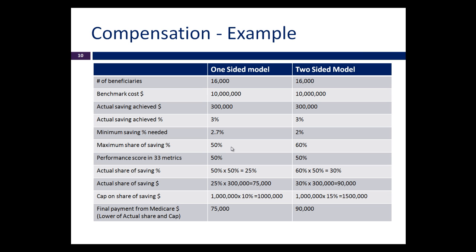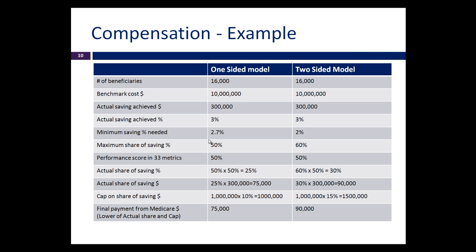Now, to answer that, the first thing that we need to consider is the maximum percentage to which an ACO is entitled. If you're participating in the one-sided model, you're entitled to a maximum of 50% of the savings that you may have realized. Whereas, if you're participating in the two-sided model, you'll be entitled to a maximum of 60% of the savings that you've realized. In other words, participants of the two-sided model are entitled to an extra 10% for taking on the greater risk of the losses that you may be required to share in.